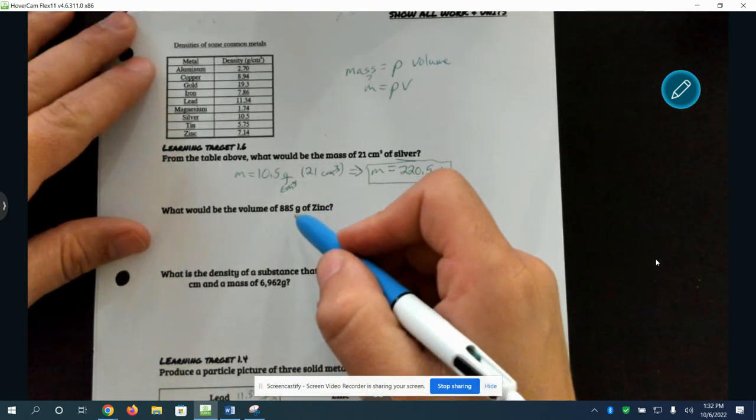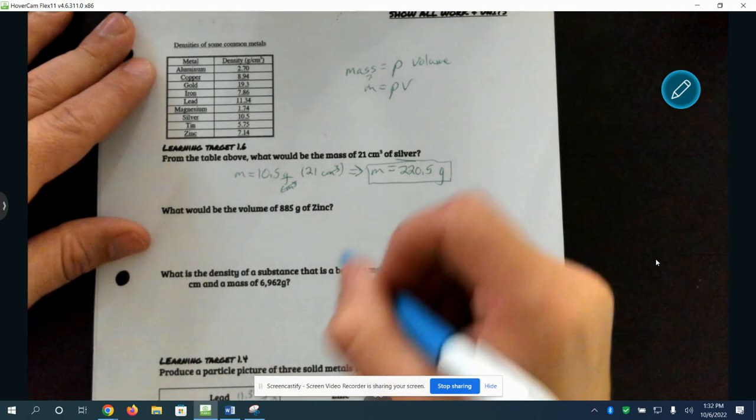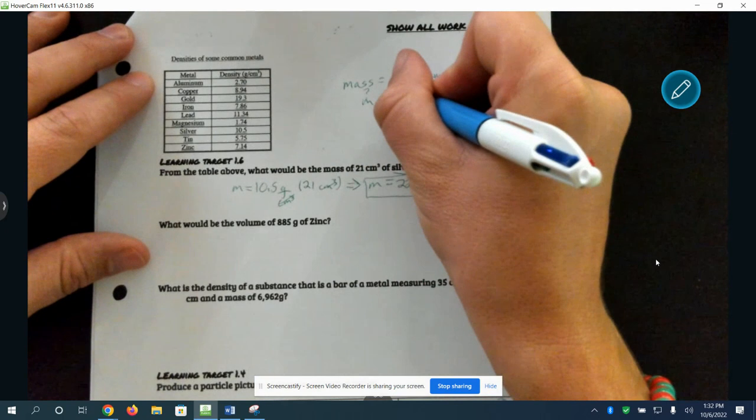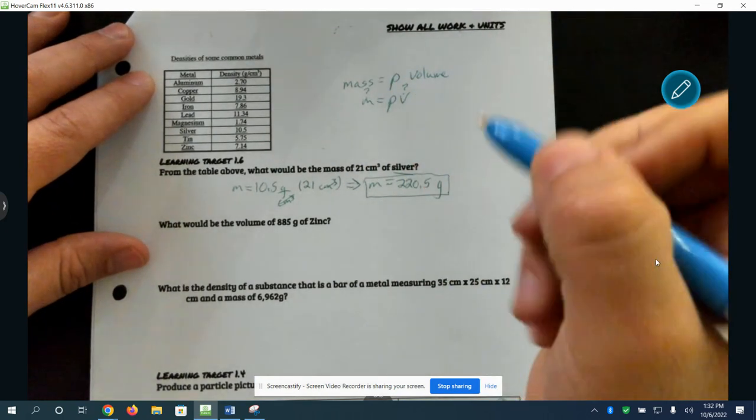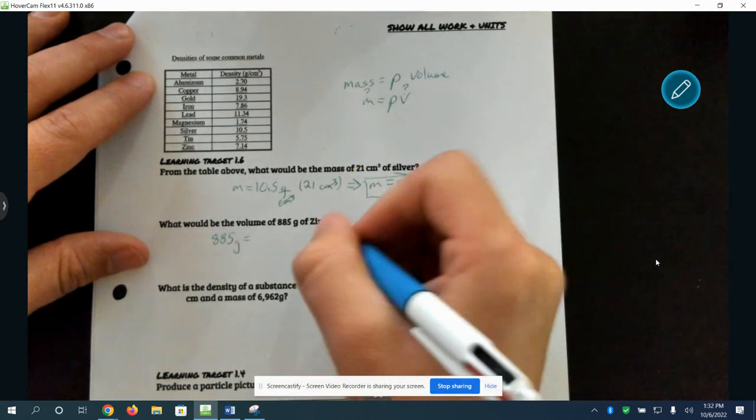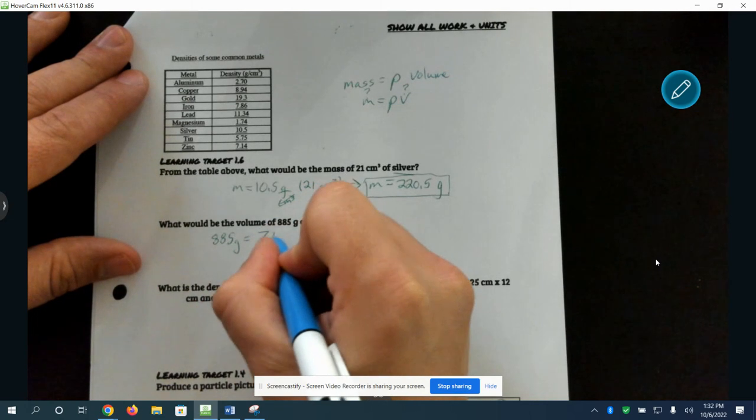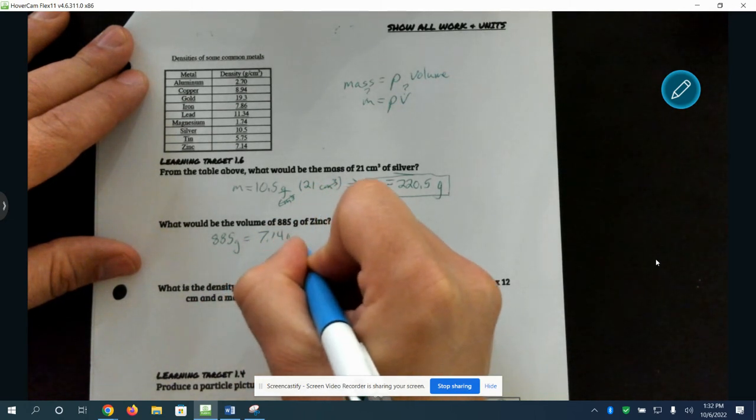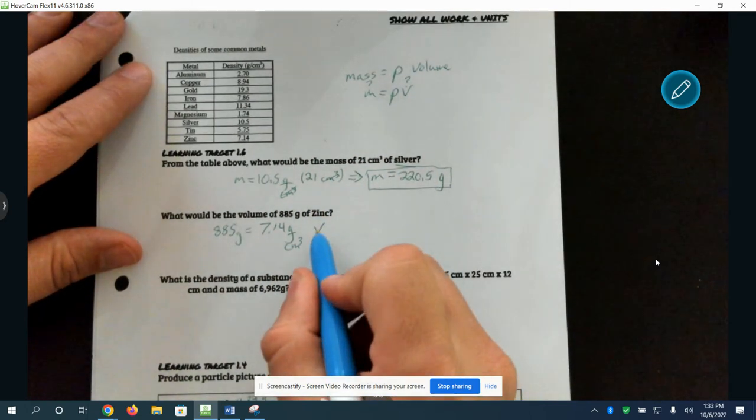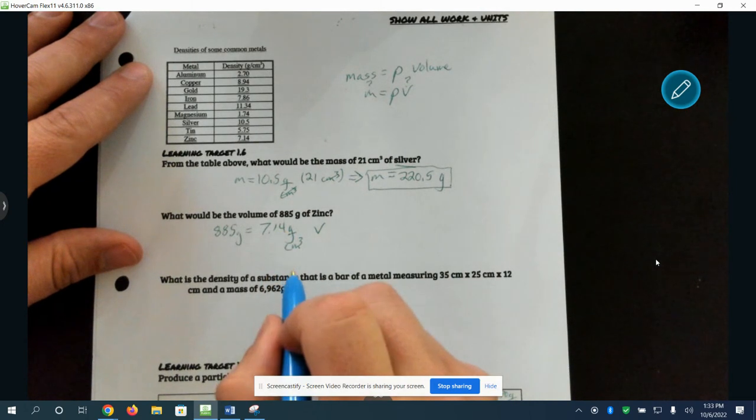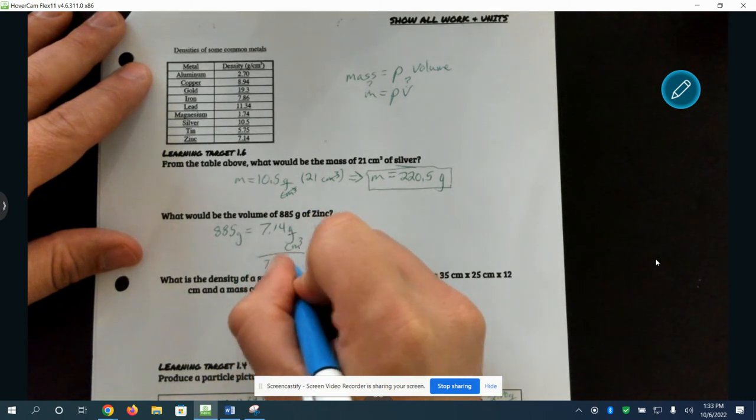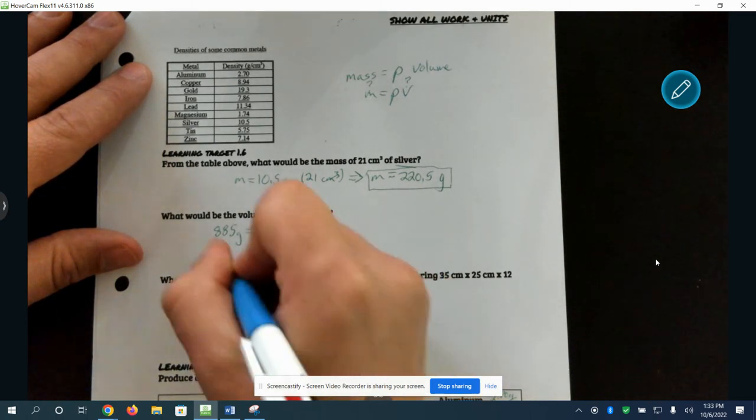For this one, we have 885 grams, and I want to know what the volume of this is for zinc. Same equation again. It's just this time, this is our question mark that we're going to be solving for. So I'm going to put in what I know. 885 grams equals the density of zinc, which is 7.14 grams per every centimeter cubed, times V. That's what we're going to solve for. And this V is multiplied by 7.14 grams per every centimeter cubed. So that means to isolate it, we're going to divide by 7.14 grams per centimeter cubed.